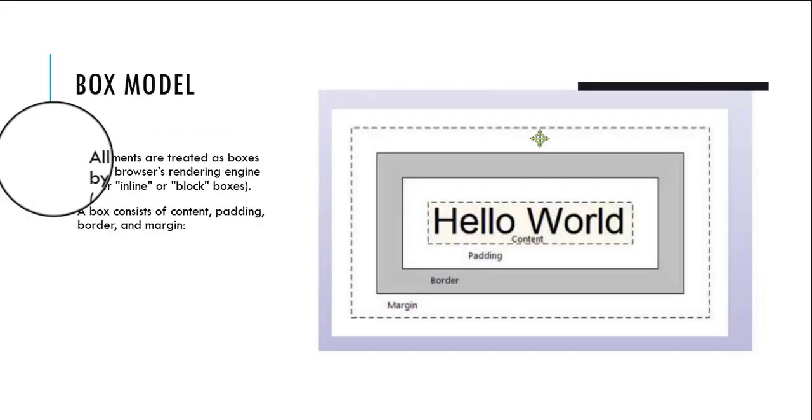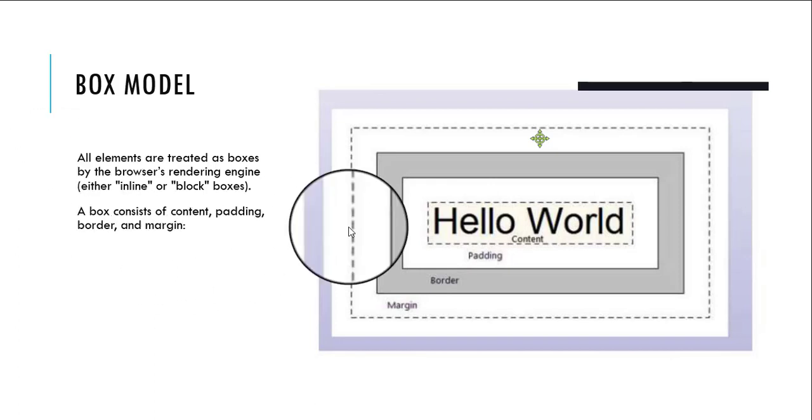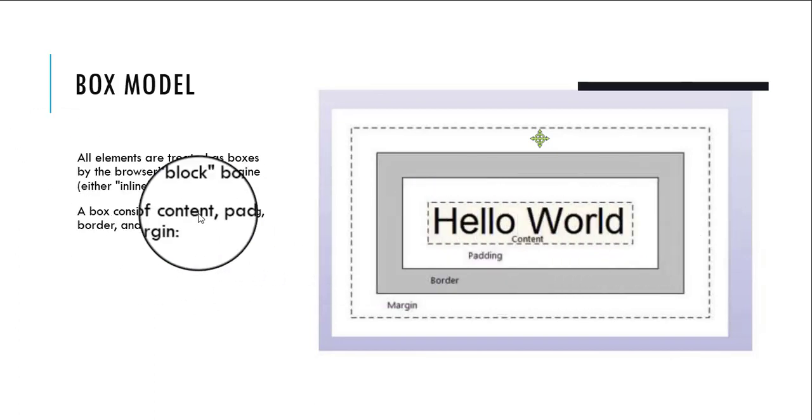Okay, so now we're going to be looking at the box model. In the box model, all elements are treated as boxes on the browser. That's how they are treated. If you notice, in all the containers we're looking at, you can see it's just like a box, like a square, right? And all boxes contain the content, the padding, the border, and the margin.